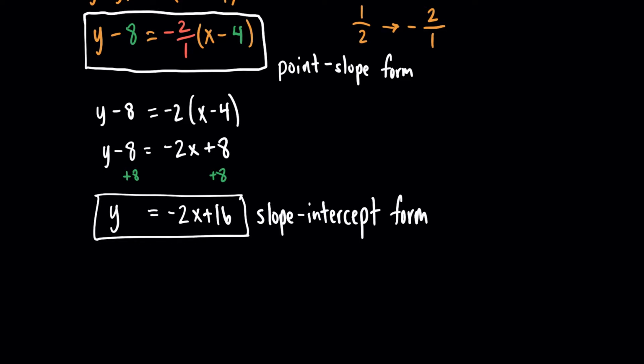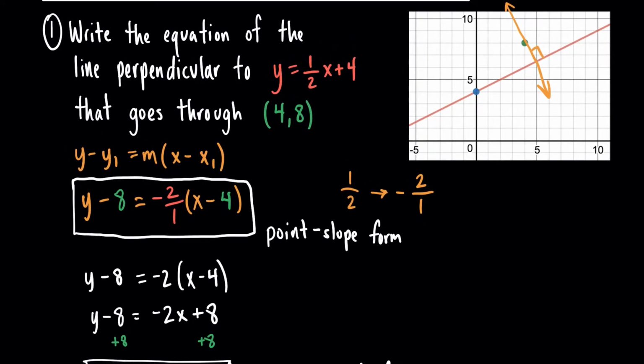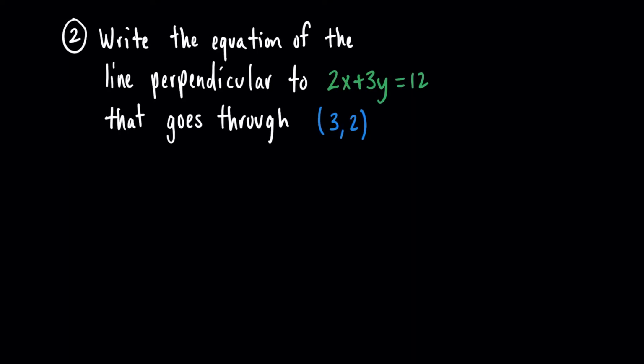If you're not sure, if you come up and graph that line, sure enough, it'll go right through that green point, and it'll be exactly perpendicular to that red line there. All right, let's do one more example, and then I want to talk about a couple weird cases, and that'll be it.